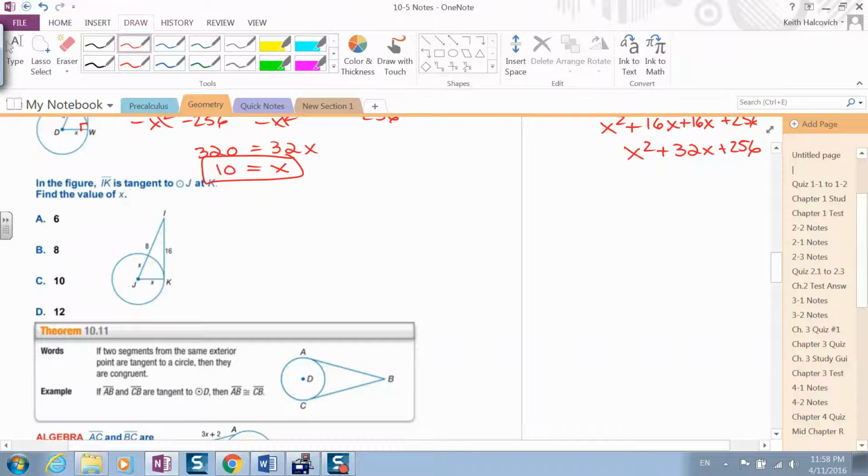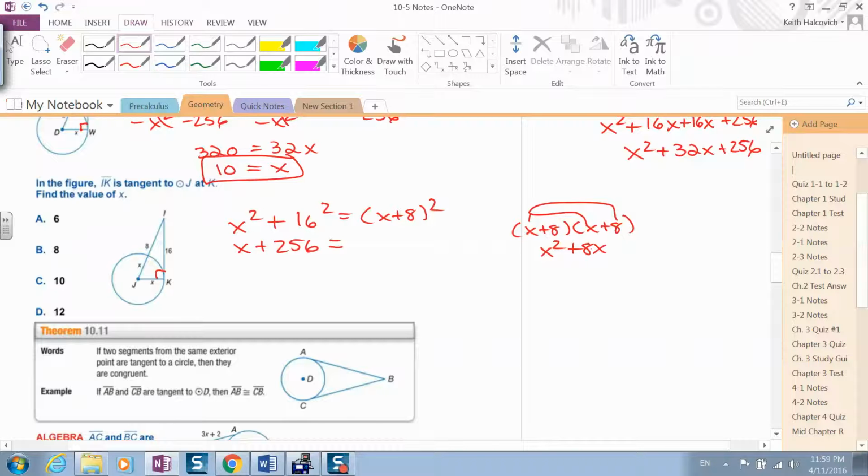Alright, in here the figure, IK is tangent to circle J at K. So you have a right angle. So you have x squared plus 16 squared equals x plus 8 squared. X squared plus 256 equals x plus 8 squared. That's where you got to multiply x plus 8 times x plus 8 and get x squared plus 8x plus 8x plus 64. So it's x squared plus 16x plus 64.